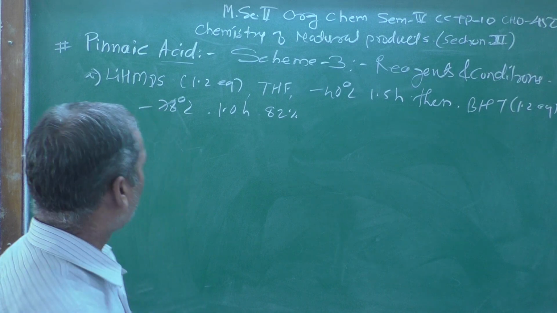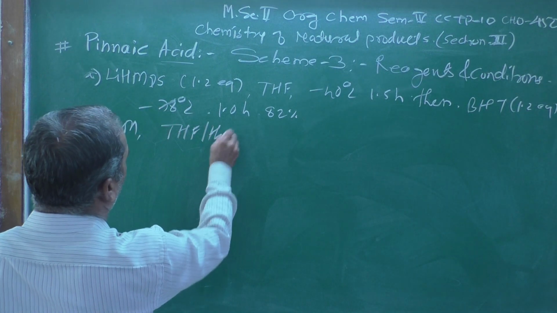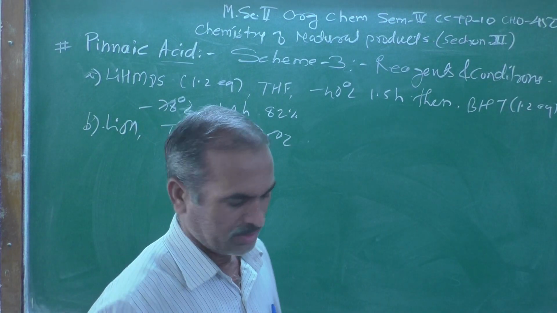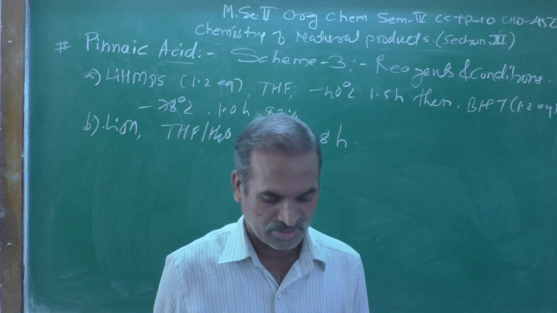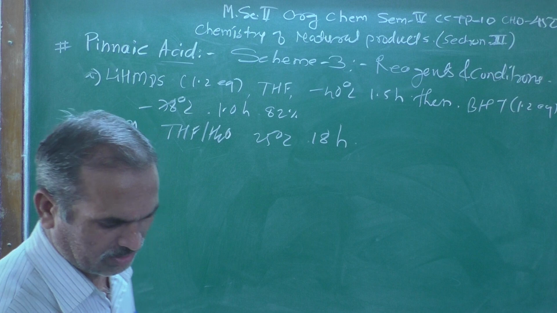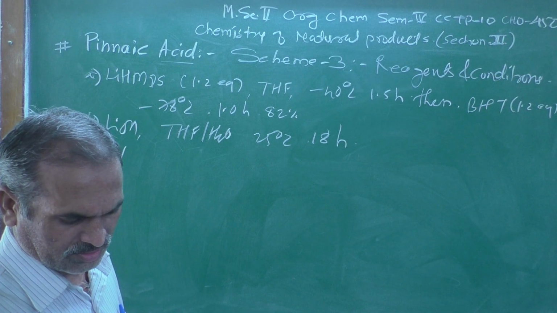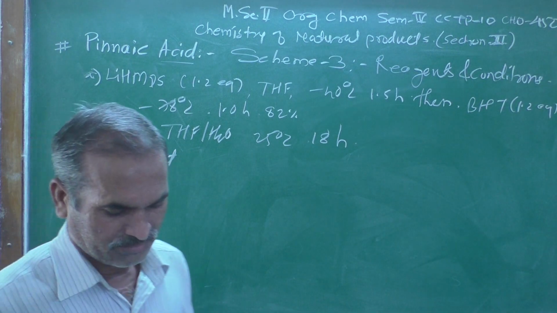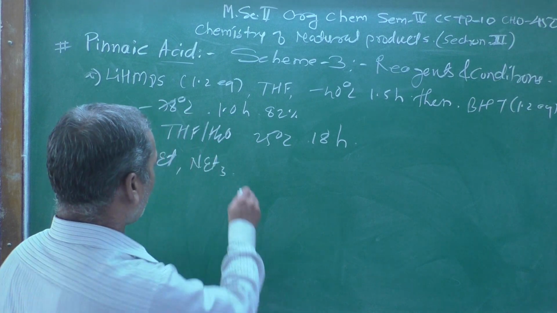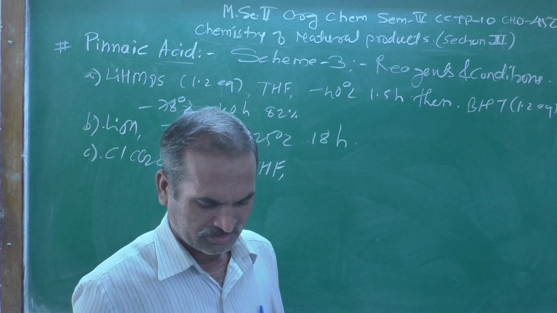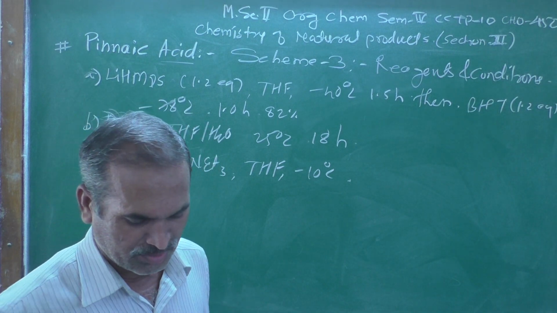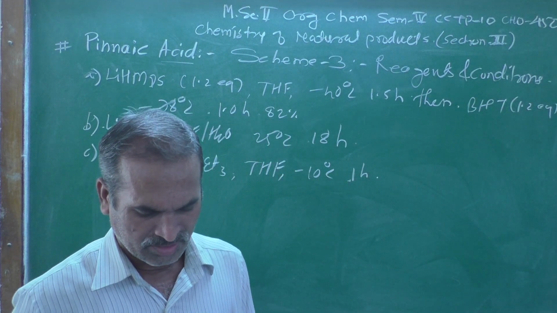Then let us see reagent B, which will be LiOH, lithium hydroxide, and the solvent employed is THF, tetrahydrofuran, as well as water, H2O. The temperature is kept around 25 degrees centigrade, and the reaction mixture was stirred about 18 hours. Then the next reagent they have used is CO2Et, then NEt3, that is triethylamine, followed by THF, tetrahydrofuran, and the temperature kept around minus 10 degrees centigrade, and the reaction mixture was stirred about 1 hour.